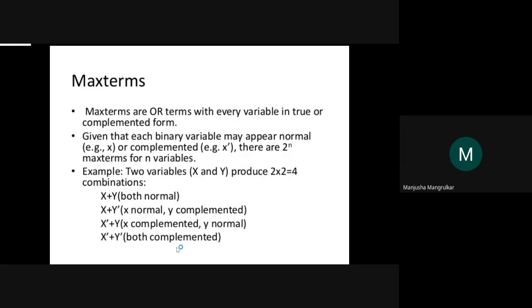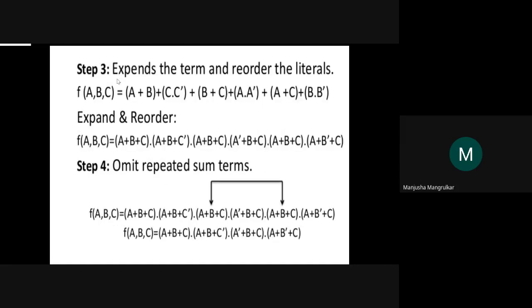Now the max term. What is a max term? The max term is an OR term with every variable in a truth table in normal or complemented form, right? In a max term it is ORing, in a min term it is ANDing. That's the difference. X is normal, Y is complement. X is complement, Y is normal. And both are complement. We'll see the example. Expand the terms and order into the literals.